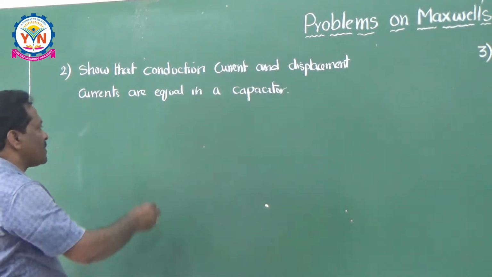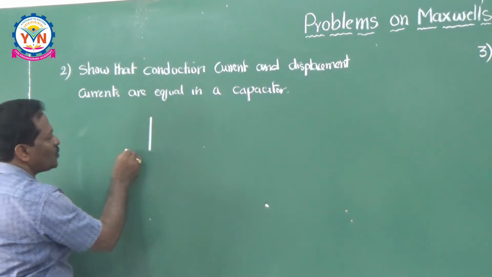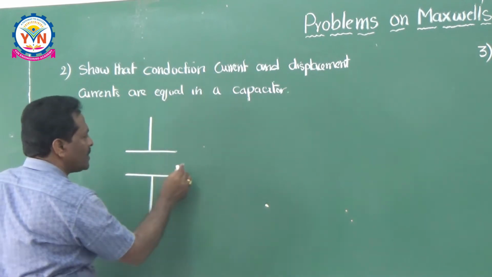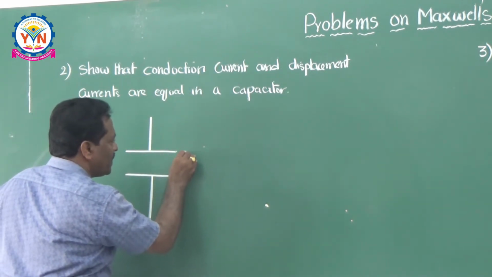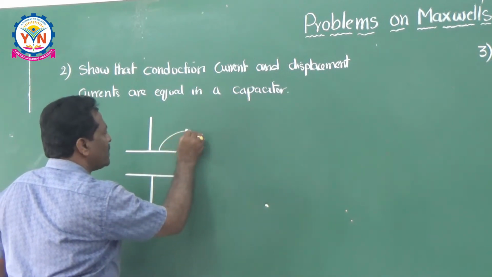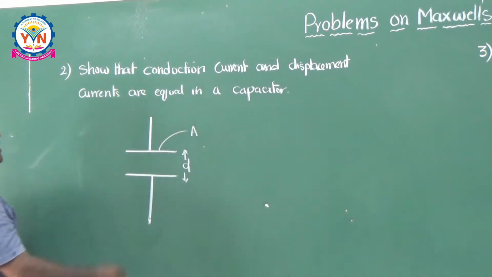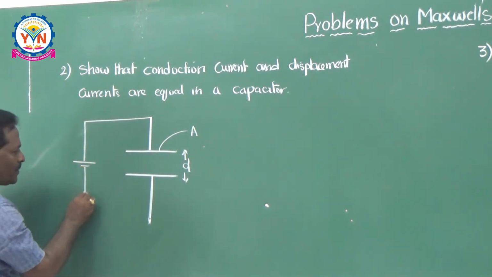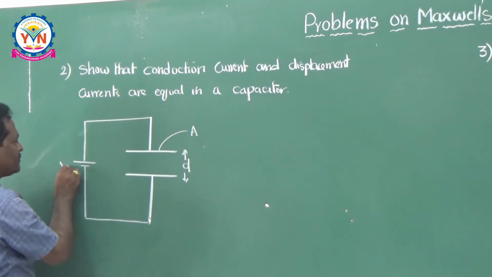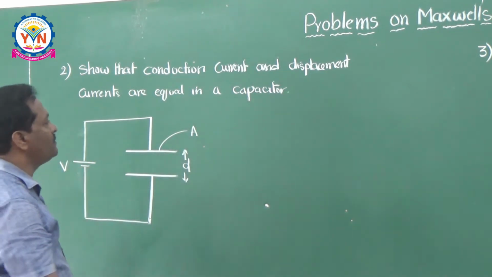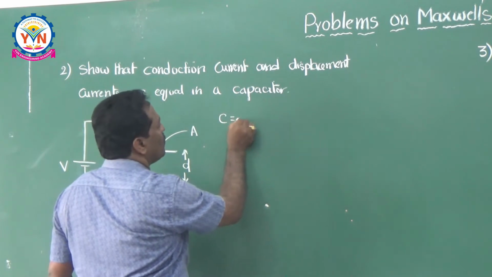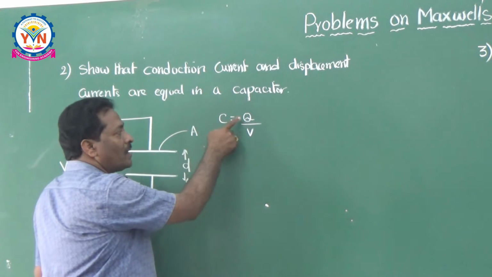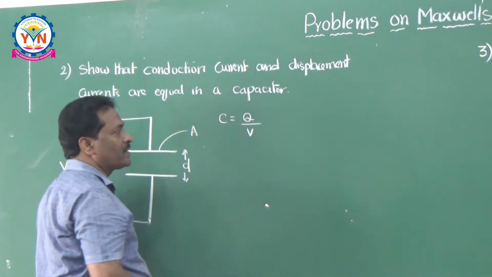So let us take a capacitor. Capacitor means two plates separated by a dielectric material, and let us say the distance between the plates is d, and the area of the plates is A, and it is given a voltage V like this. This is the potential we are applying to the capacitor, V. And from the basic definition, you know C is equal to Q by V. Capacitance is defined as the charge required to develop the potential between the plates.